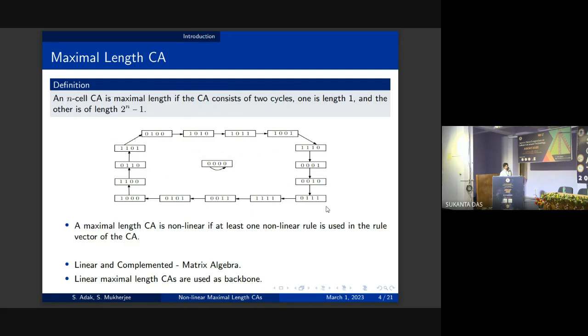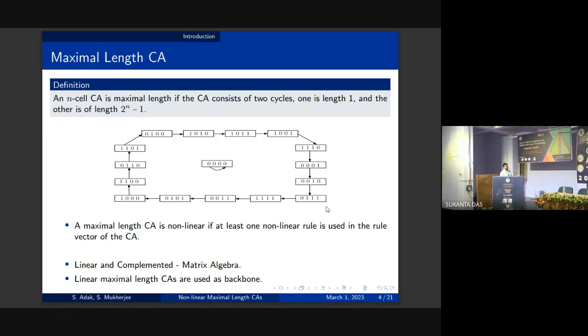So a maximal length CA is nonlinear if in the rule vector we put at least one nonlinear rule, then the CA is a nonlinear CA. This is the basic definition of nonlinear CA. So in our previous work, we generated the linear maximal length CA. And from that part, we can get some support from matrix algebra because there is a relation between the linear maximal length CA and primitive polynomial.